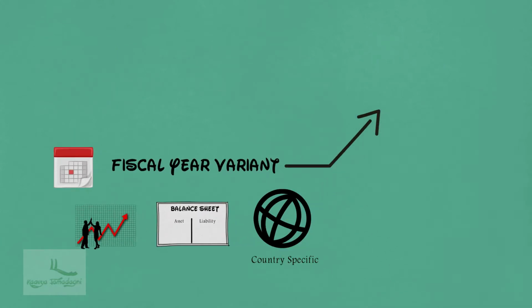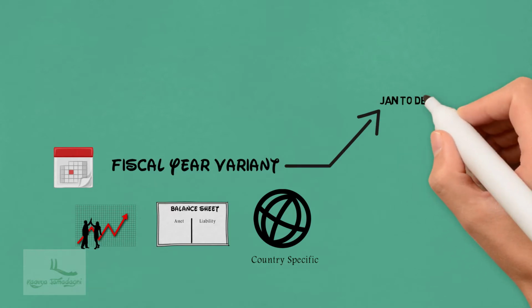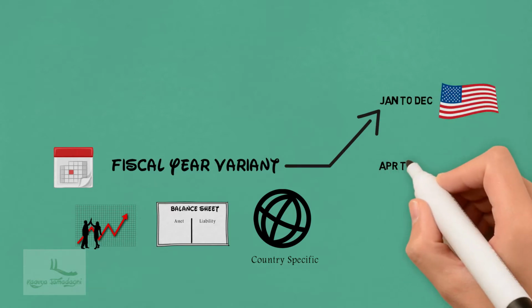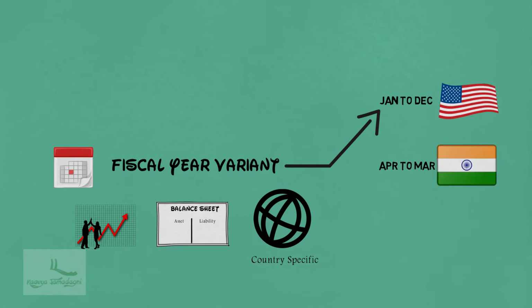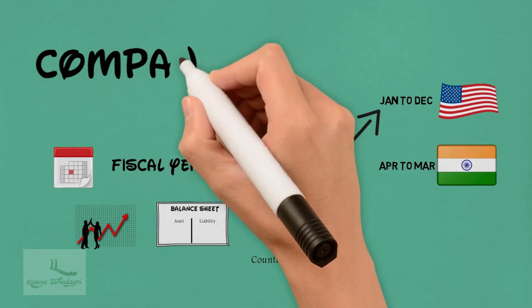For example, it is January to December for the UK or the US, and it is April to March in the case of India. So, based on company code location, we define the fiscal year variant. Now you may think why it is based on company code location. Why is it based on company code location?